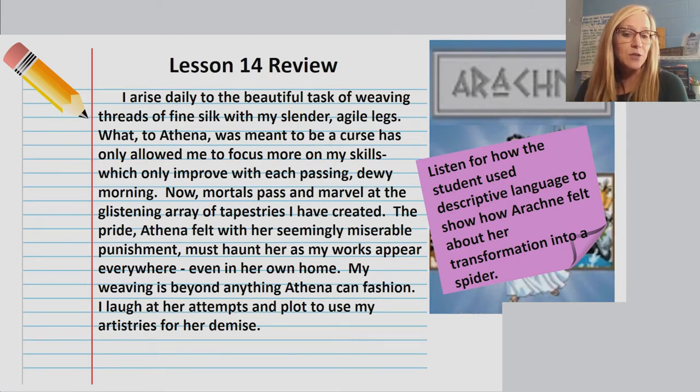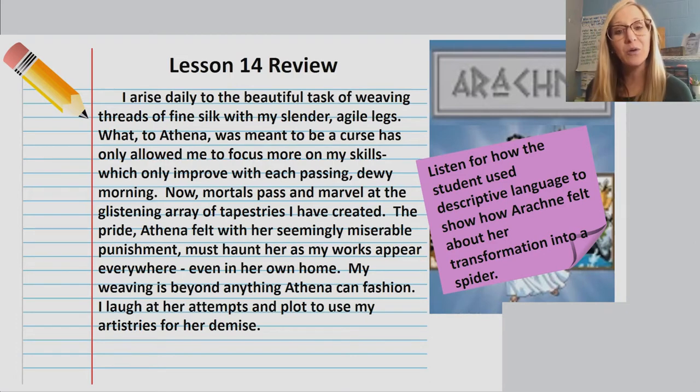I rise daily to the beautiful task of weaving threads of fine silk with my slender, agile legs. What to Athena was meant to be a curse has only allowed me to focus more on my skills, which only improve with each passing dewy morning. Now mortals pass and marvel at the glistening array of tapestries I have created. The pride Athena felt with her seemingly miserable punishment must haunt her as my works appear everywhere, even in her own home. My weaving is beyond anything Athena can fashion. I laugh at her attempts and plot to use my artistries for her demise.